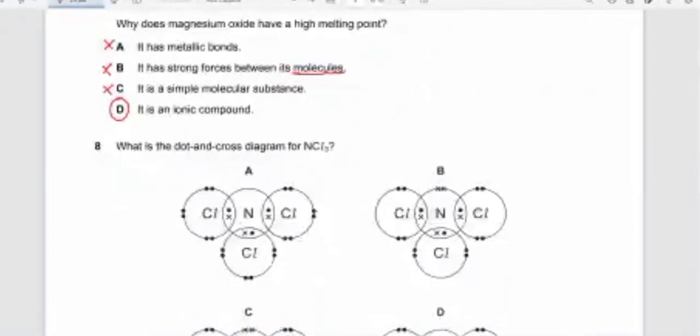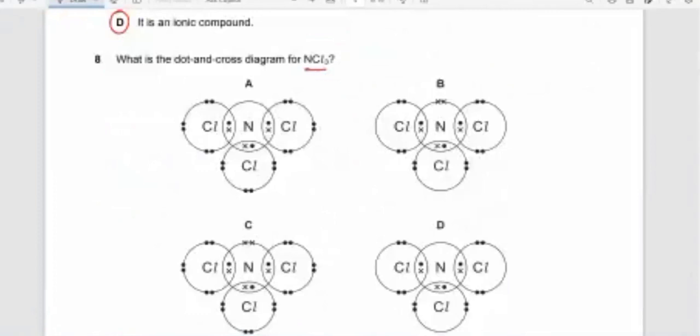What is the dot and cross diagram of NCl3? So now let's see. Actually, you have to see what N is, the nitrogen. It has 7 electrons, 2 and 5. Outermost it contains 5 electrons. So now you can see whether nitrogen has 5 electrons. We are just showing here the outer electrons.